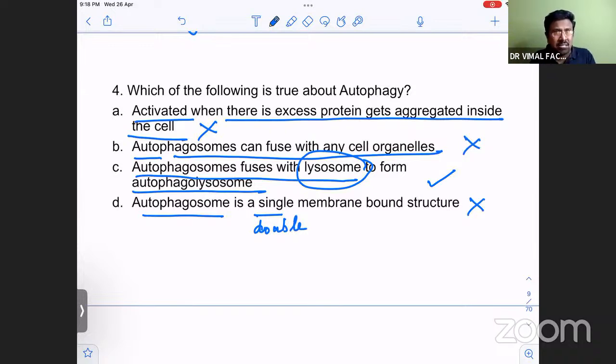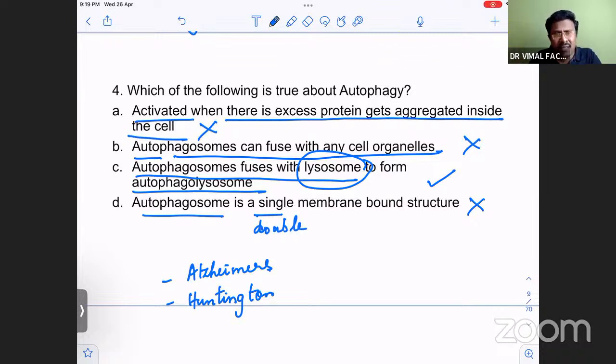Similarly, please remember, autophagy plays a major role in neurodegenerative diseases like Alzheimer's disease and Huntington disease. You can remember Alzheimer's: autophagy is accelerated in Alzheimer's disease. And in Huntington, there is impaired autophagosome formation.